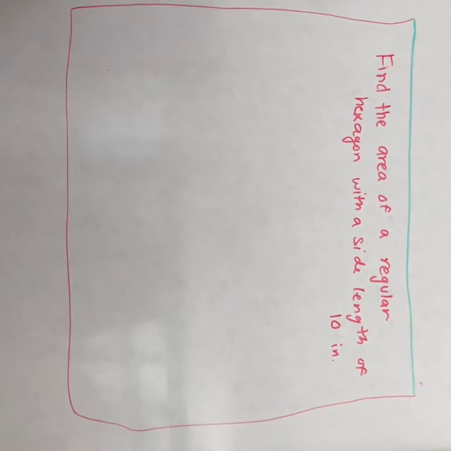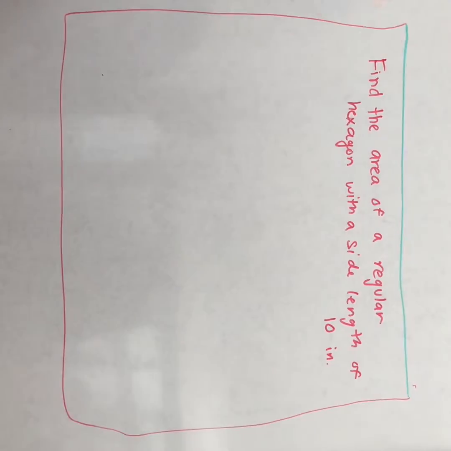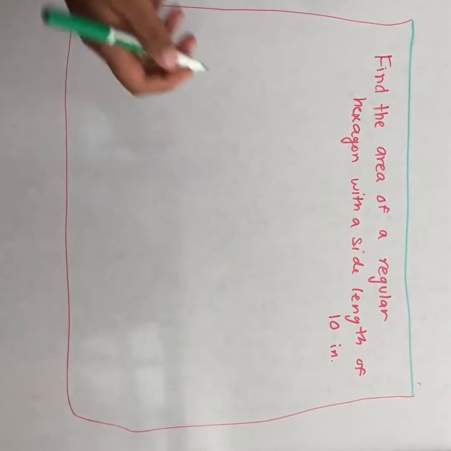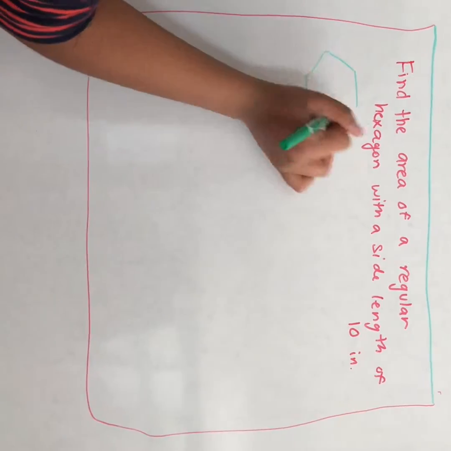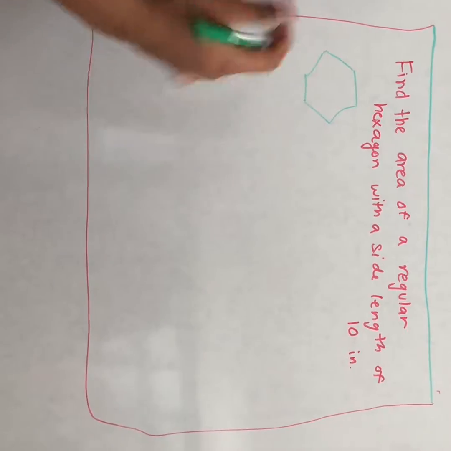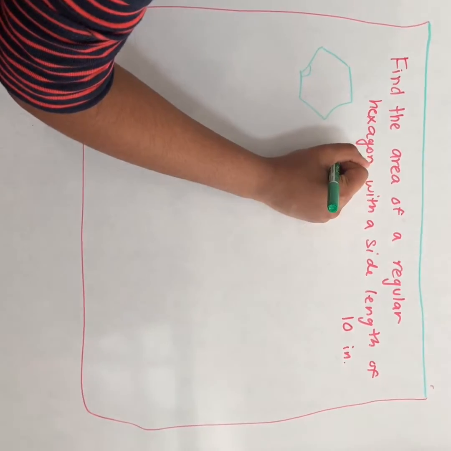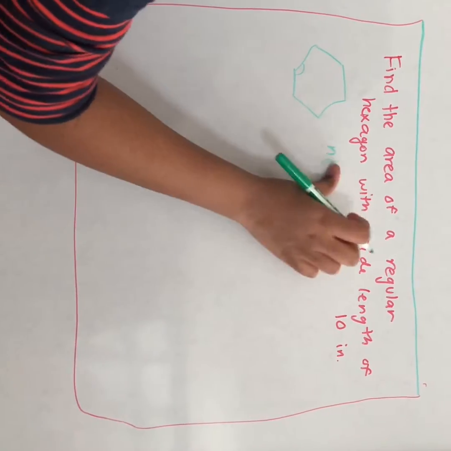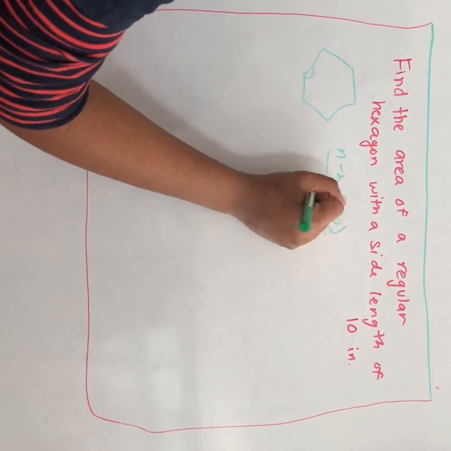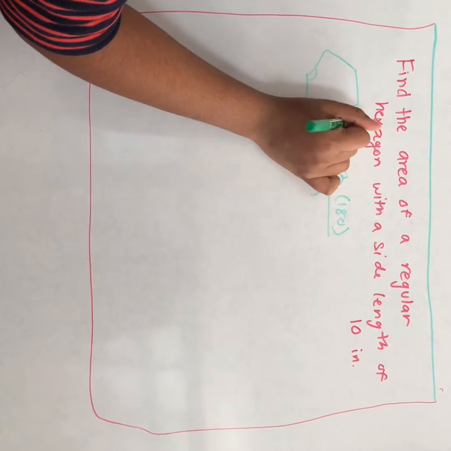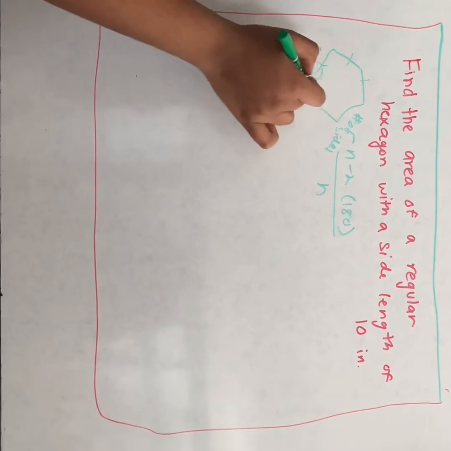Okay, so when you're trying to find the area of a regular hexagon with a side length of 10 inches, first you need to find the angle measure for the hexagon. A hexagon has 6 sides, and the way to find the measure of the angle is to use this formula: (n minus 2) times 180 over n. So n is the number of sides. A hexagon has 6 sides.